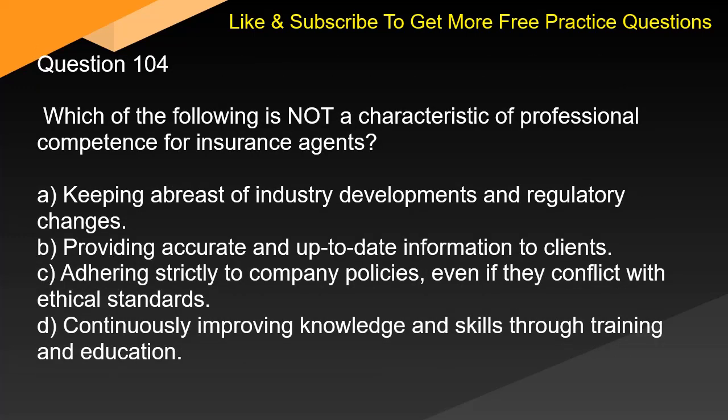Question 104. Which of the following is not a characteristic of professional competence for insurance agents? A. Keeping abreast of industry developments and regulatory changes. B. Providing accurate and up-to-date information to clients. C. Adhering strictly to company policies, even if they conflict with ethical standards. D. Continuously improving knowledge and skills through training and education.